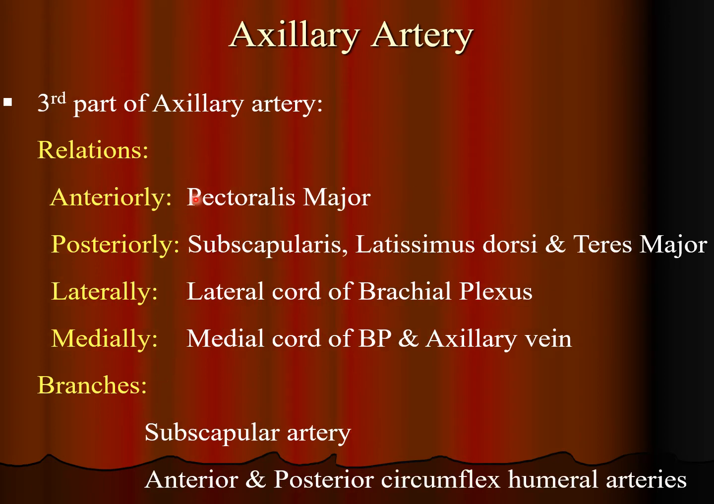In the third part of axillary artery, anteriorly pectoralis major lies. Posteriorly subscapularis, latissimus dorsi and teres major are present, laterally we have the lateral cord of brachial plexus, and medially the medial cord along with the axillary vein. So here the anterior and posterior relations are changed. The third part gives three branches: subscapular, anterior circumflex humeral and posterior circumflex humeral arteries. So the first part gives one branch, the second part two branches, and the third part three branches.